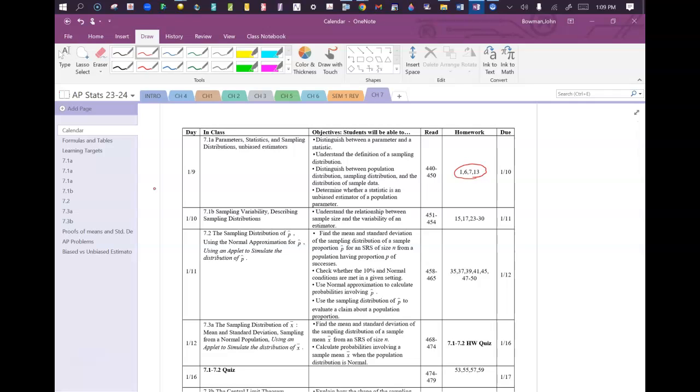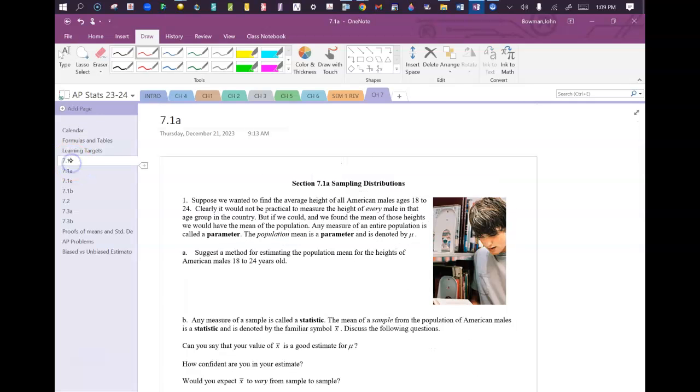Before we start, I would like to mention that if you do not have a copy of this activity, you can go to the Canvas page and go to the In-Class Notes and Activities, Chapter 7, and print them out so you can write things down as you go along.